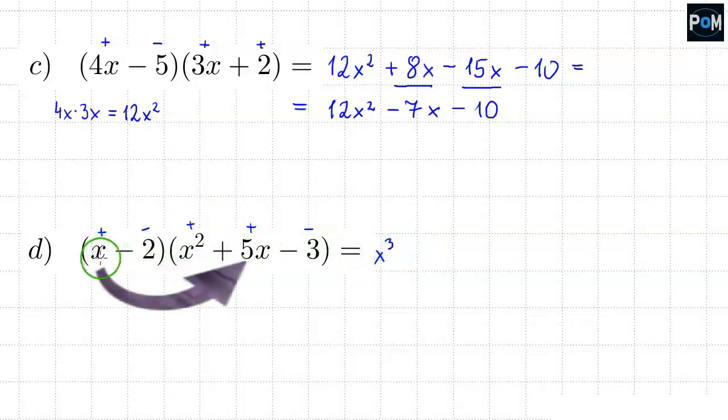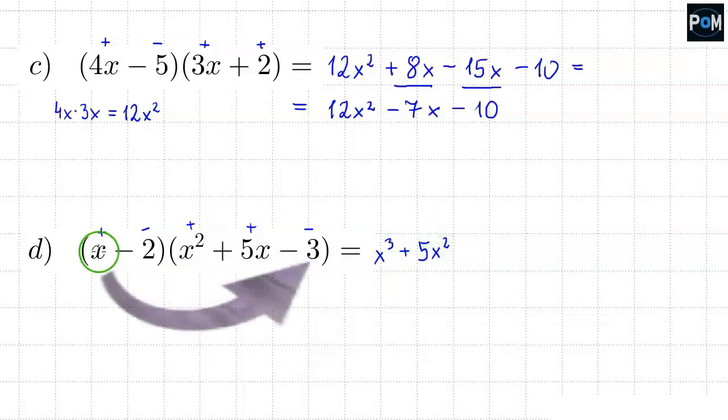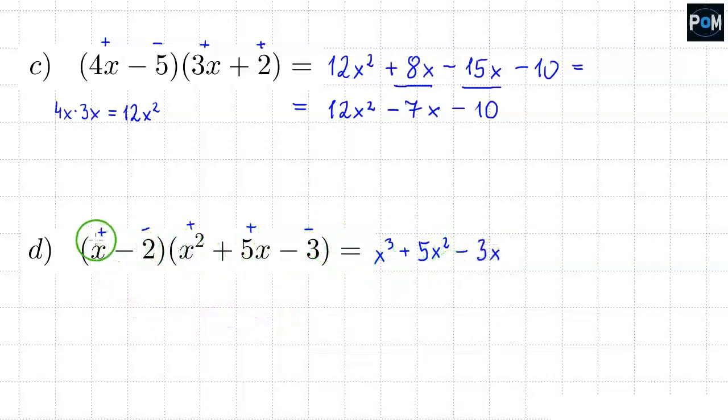Now a positive x times a positive 5x. So that's definitely a plus. And x multiplied by 5x, the 5 doesn't multiply with anything, and x multiplied by x gives x squared. Next, multiplying positive x times negative 3 results in a negative outcome. And x multiplied by 3 equals 3x. So x we have already multiplied.